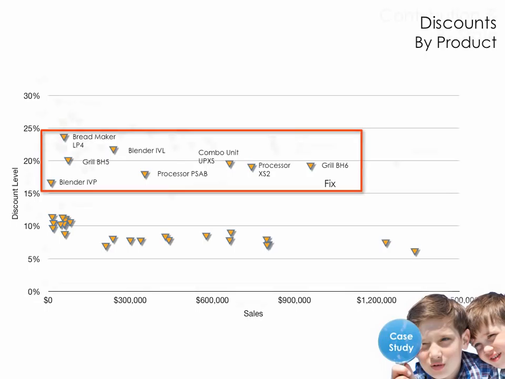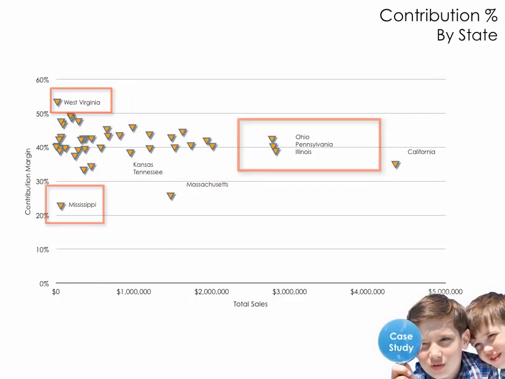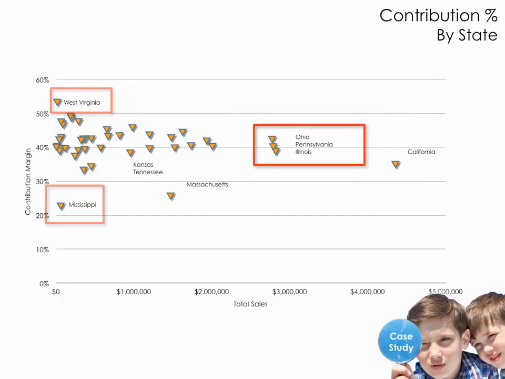And by territory, you may want to evaluate why Mississippi is so low. Is it the salesperson or the sales rep? Is it a new territory? Is competition more severe? Do a cost-benefit analysis to discover if you should stop doing business there or not. And West Virginia, why are sales so low and margins so high? Do they sell only select products, or is it the sales channel? And what can you learn from Ohio, Pennsylvania, and Illinois? And how can you apply that to Massachusetts?